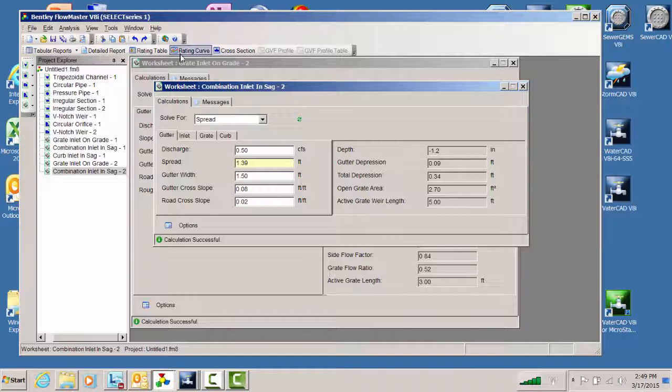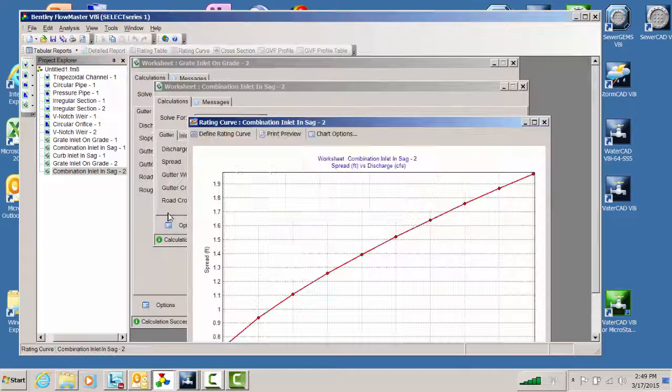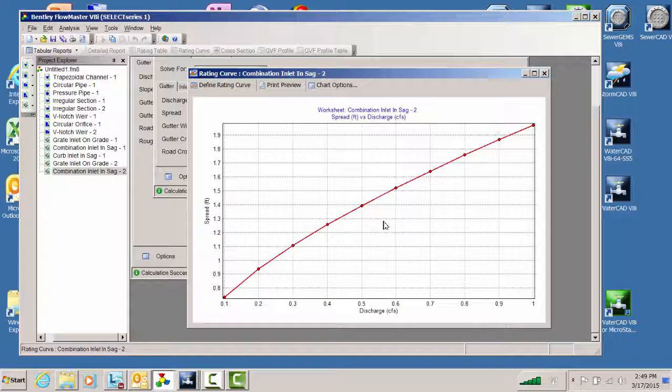Okay, so let's go back and look at that again. You saved it. Look at that. So we see that as the flow increases, the spread gets consistently wider, although with the 1 foot wide gutter, it takes a while before the flows get pretty good before it gets outside of the gutter.